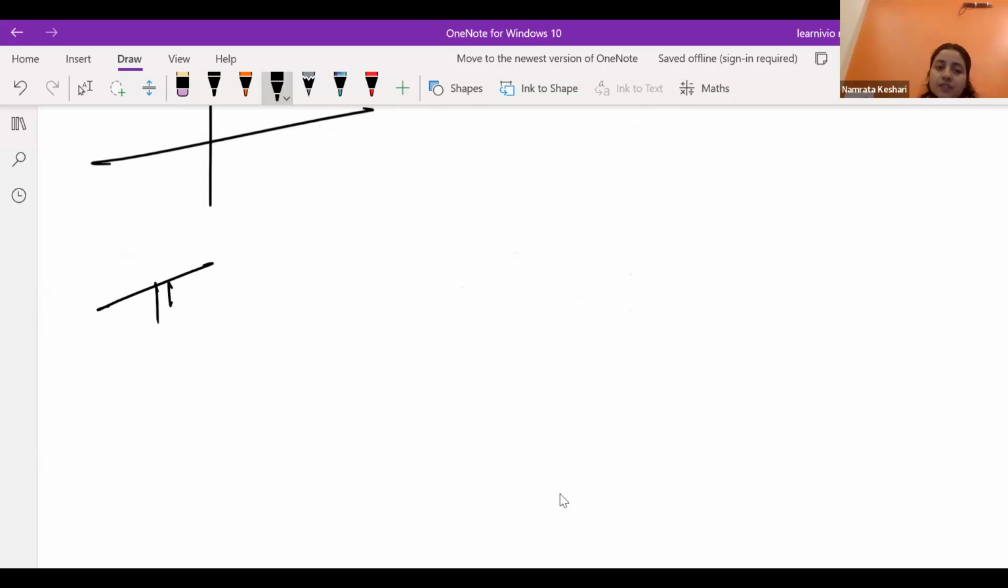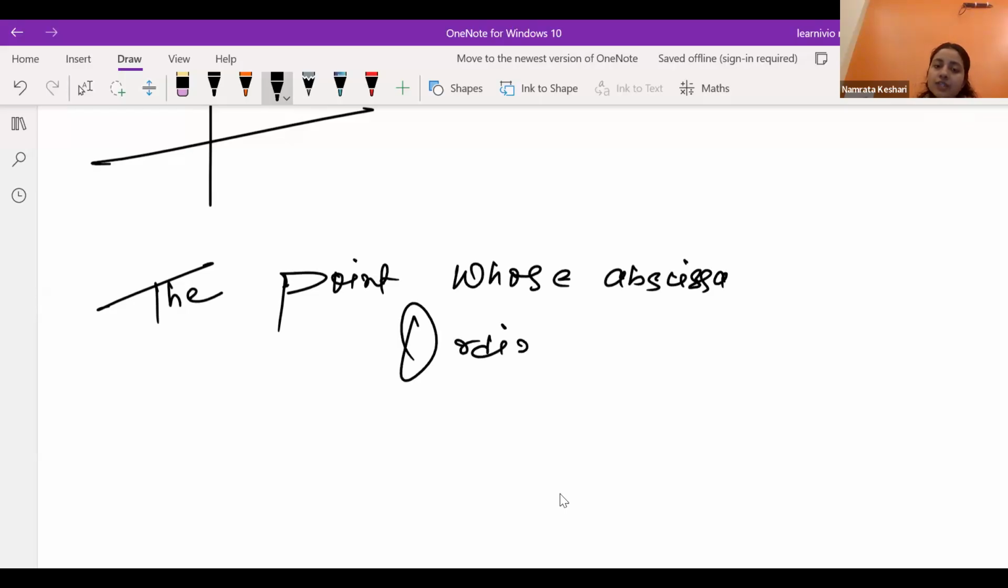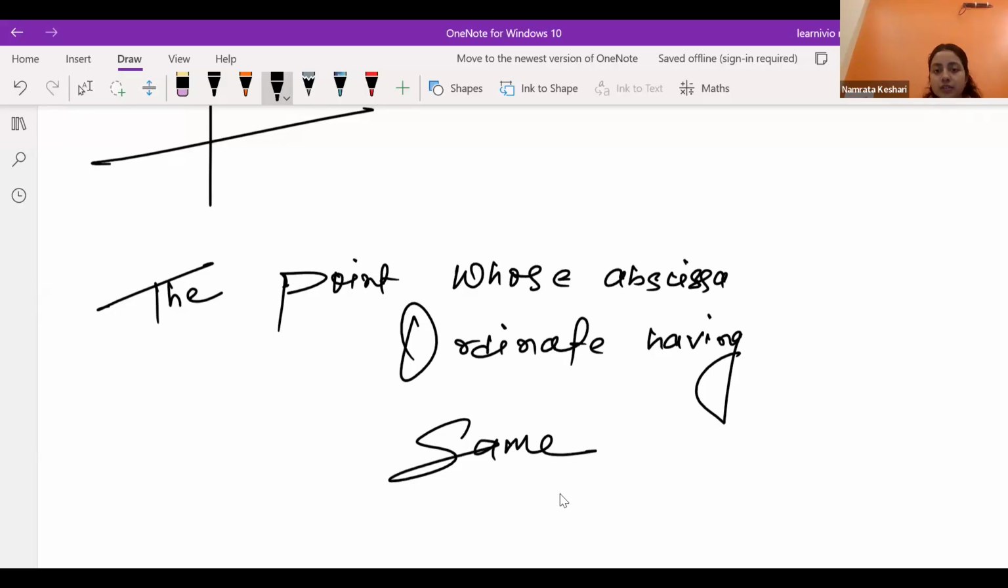The point whose abscissa and ordinate have the same sign lies in which quadrant? First and third, right? In the first quadrant both are positive, in the third both are negative.